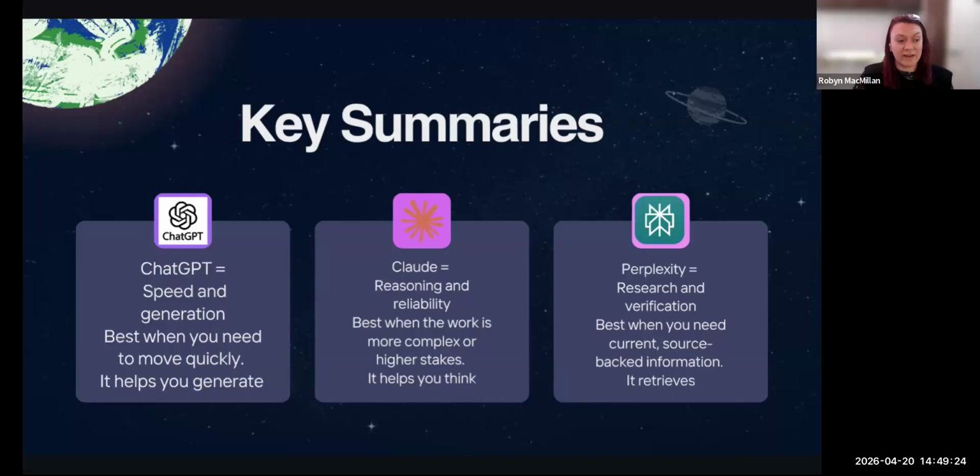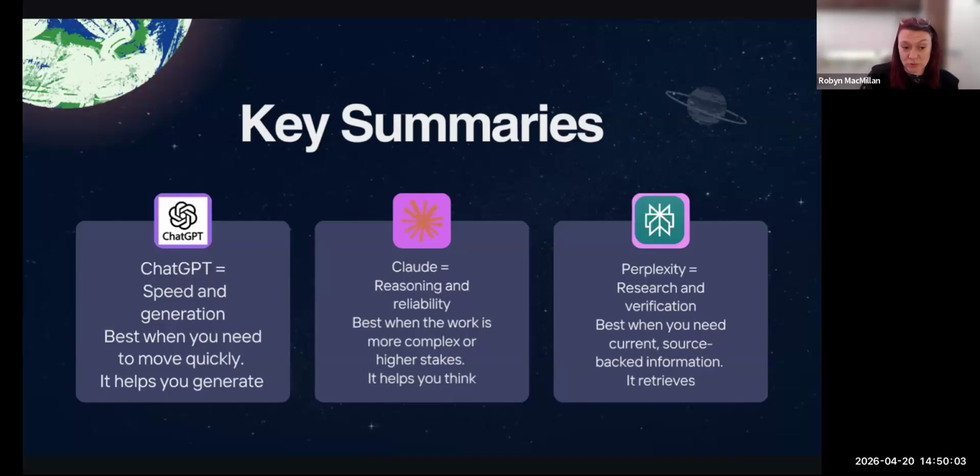We then have Claude. This is reasoning and reliability. Best when the work is more complex or higher stakes, and it helps us think things through, structure ideas, and refine outputs so that they hold up. It's more cautious and more consistent, but less focused on speed. And then we have Perplexity. This is research and verification, best when you need current source-backed information. It retrieves live data and shows citations, making it strong for fact-finding and building defensible insights.